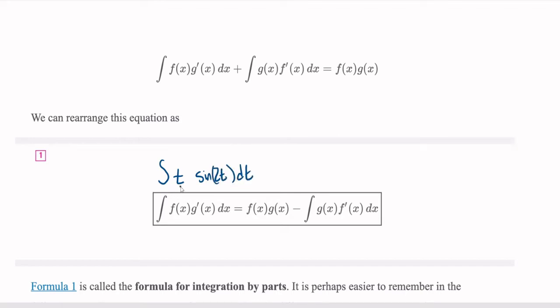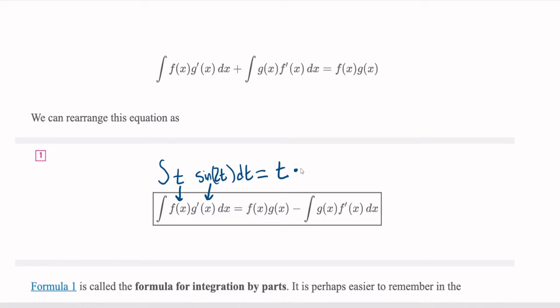So we're going to identify an f and then a g prime. I know that's weird. What do you mean, g prime? You'll see in a second. We're going to identify these two, and then this formula tells us that this integral is equal to f times, this is g prime, I need to take the antiderivative of g.